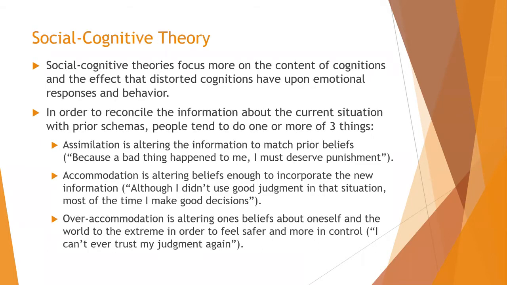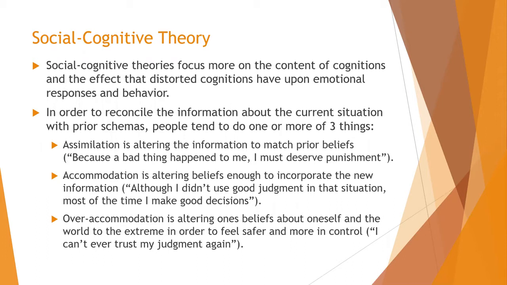Social cognitive theories focus more on the content of the thoughts and the effect that distorted cognitions have on emotional responses to behavior. So it's really looking at what are you thinking and how is that affecting you now? How is that affecting you emotionally? And what can we do to help you feel emotionally better?